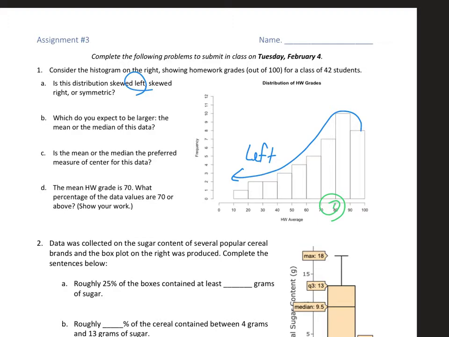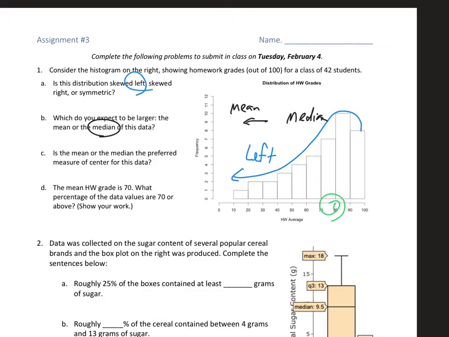The tail of a distribution pulls the mean along in that same direction. So when that happens, when we have a skewed distribution, we expect that the mean is going to be pulled in that same direction from the median. And so that means the mean, in this case, will be less than the median, or the median will be larger.